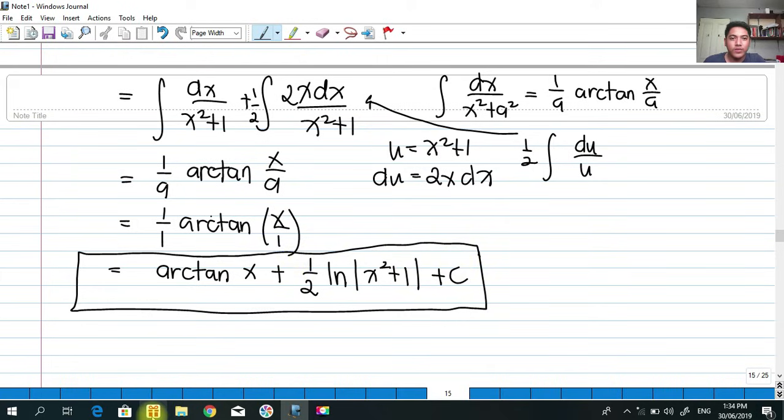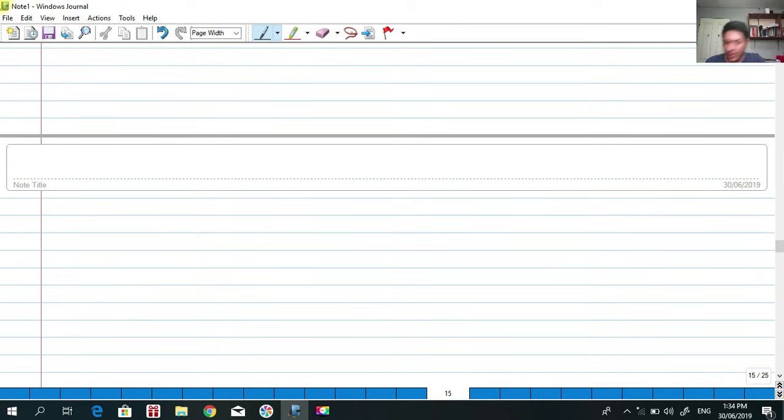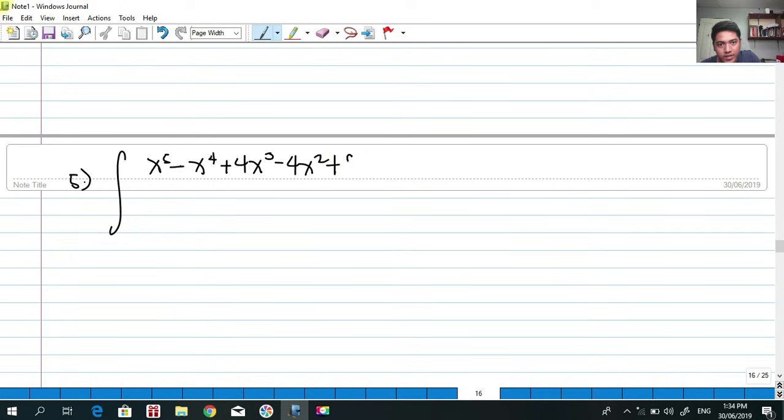Okay, let's proceed now to our last example. Our last example is number 5. So we have now to find the integral of x raised to 5 minus x raised to 4 plus 4x cubed minus 4x squared plus 8x minus 4 over x squared plus 2 cubed dx.